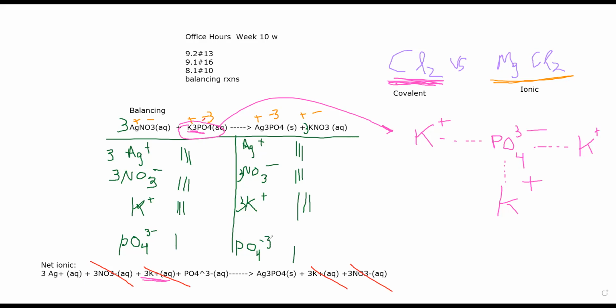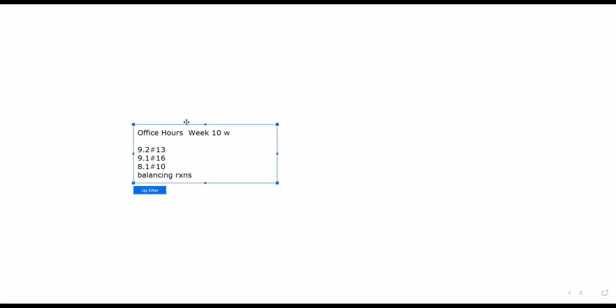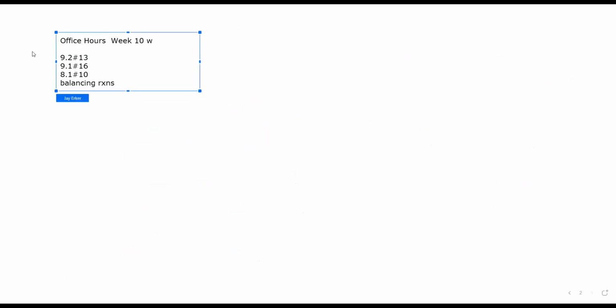Now, just doing one problem is usually not enough to really understand everything that's going on. So let's look at more balancing as we continue working on problems. At this point, we have done balancing reactions, but we're going to keep balancing reactions. Let me pull up 8.1 real quick.